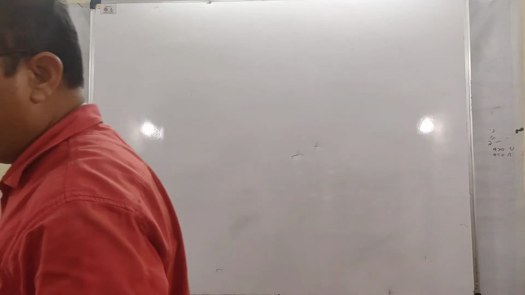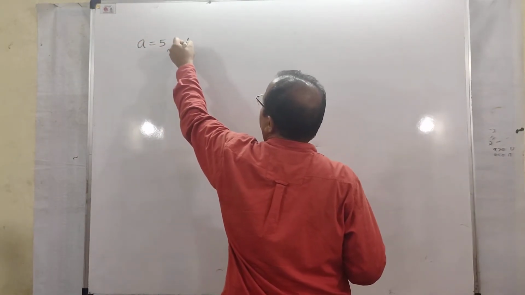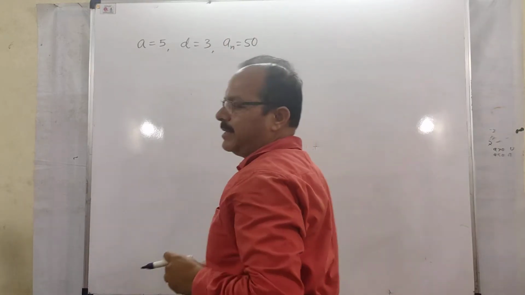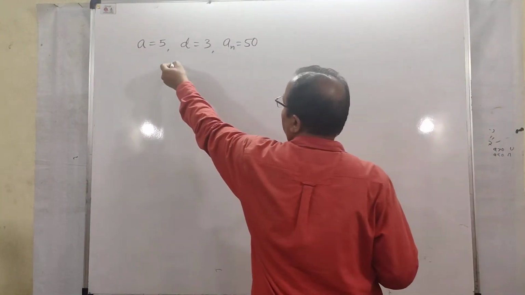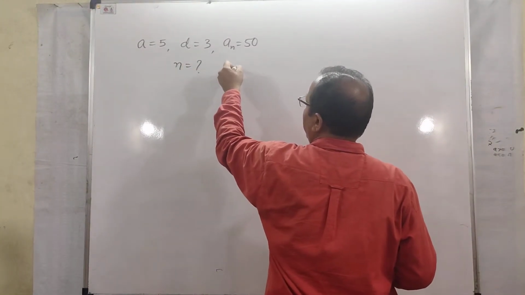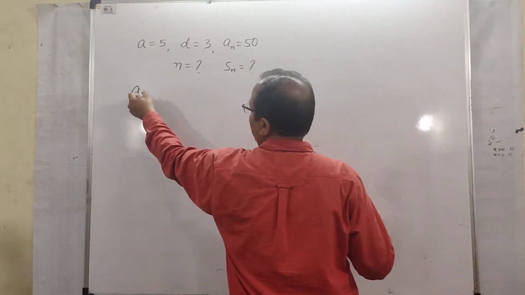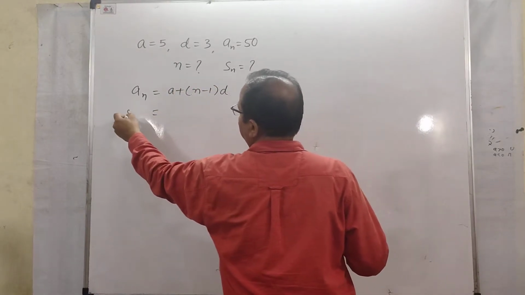Now see, in the third question we have 10 parts and I will be solving only 5 parts out of these 10 parts. So first is a is 5, d is 3 and an is 50. We have to find the value of n and Sn. These two values we have to find out. First of all, n, we have one formula. An is equal to a plus n minus 1 into d. An is 50.